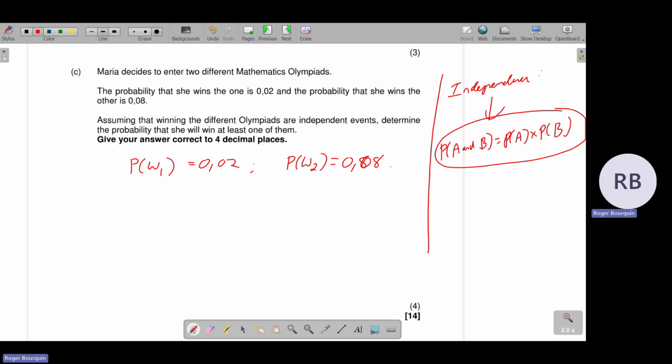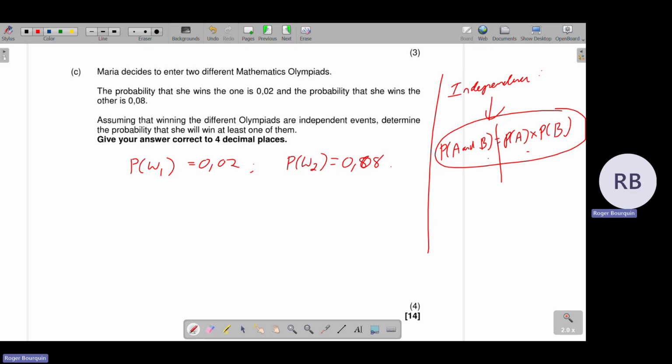When they ask you to prove independence, this is what you have to show. You have to work with the left-hand side, and with the right-hand side, and show that they're the same. They do that in contingency tables. If they tell you they're independent, you can assume that.